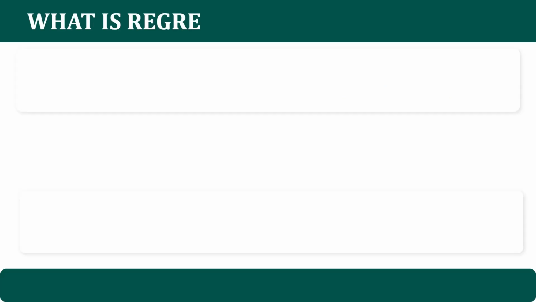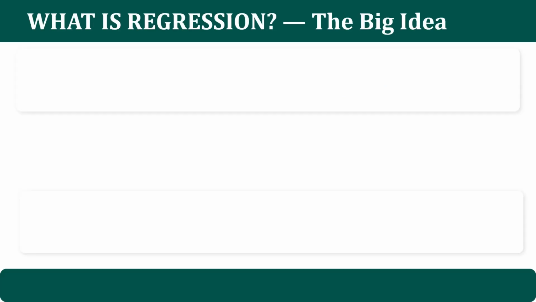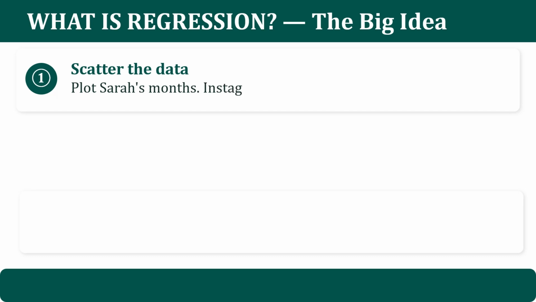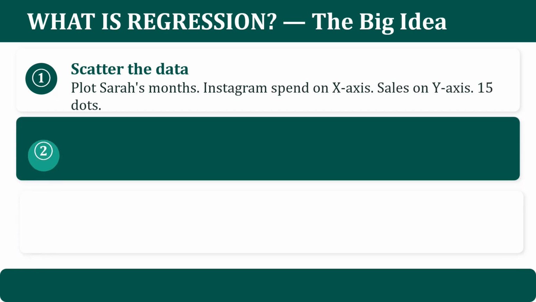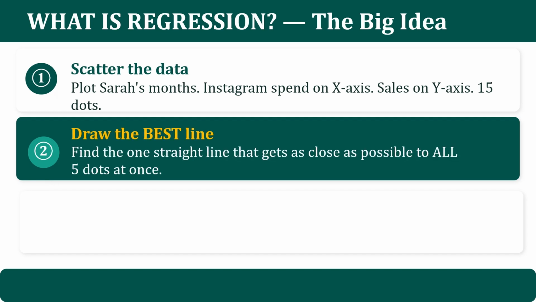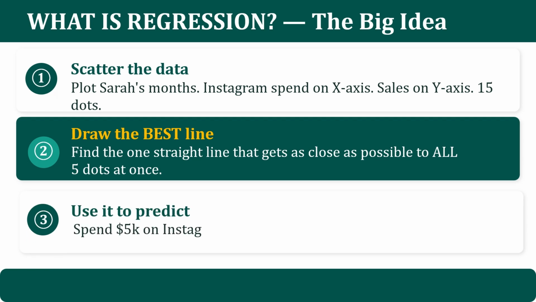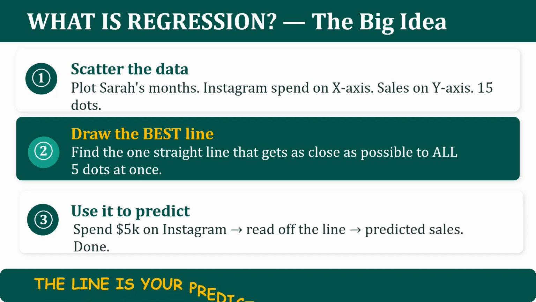So what is regression, really? 3 simple steps. Step 1, scatter the data, plot Sarah's months. Instagram spend on the x-axis, sales on the y-axis. Step 2, draw the best line. One straight line that gets as close as possible to every single dot. Step 3, use it to predict. Spend $5,000 on Instagram. Read off the line. And there's your predicted sales. That's it. The line is your prediction tool.